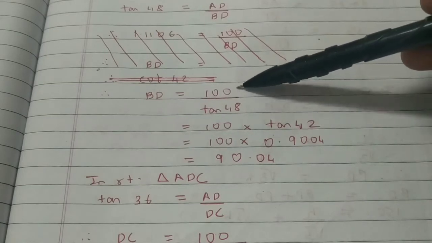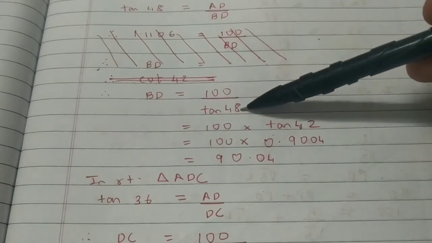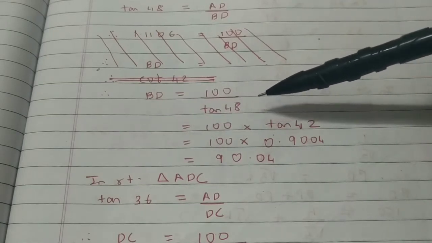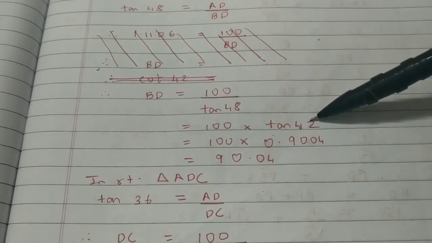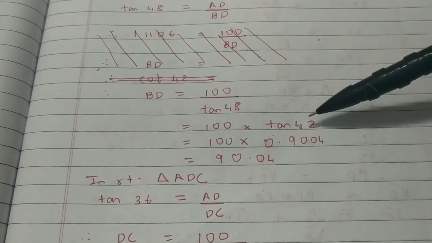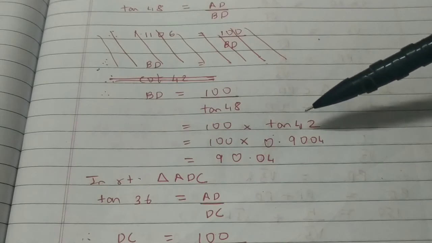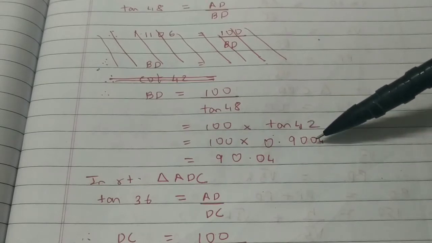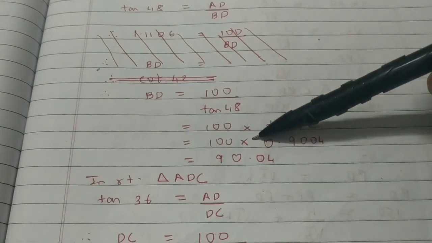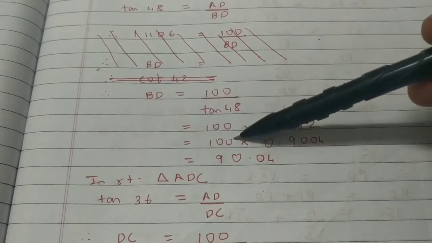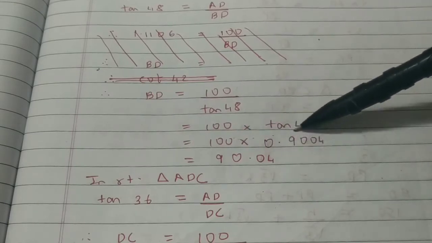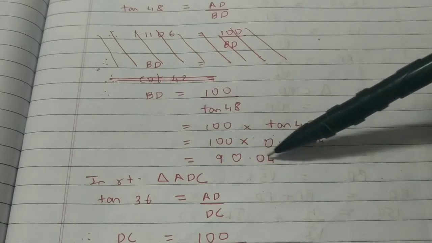So this was 1 upon tan 48. It was in the denominator. I substituted it as tan 42 in the numerator. The beauty of this is, now after finding the value of tan 42 from the table, I have to multiply and not divide, which is so easy in this case. It's 100, so just shift the decimal place 2 places and I got 90.04.